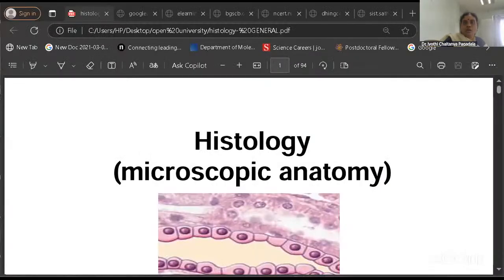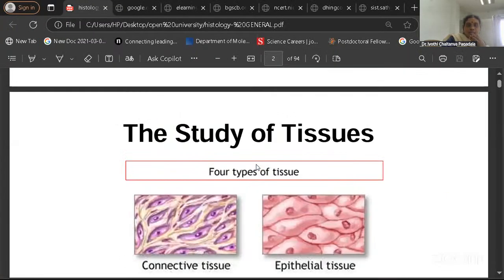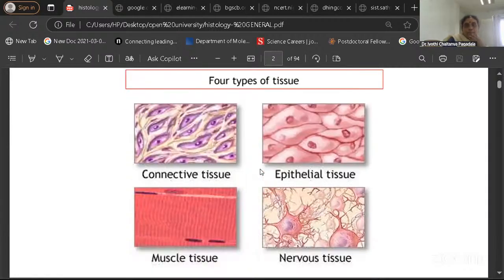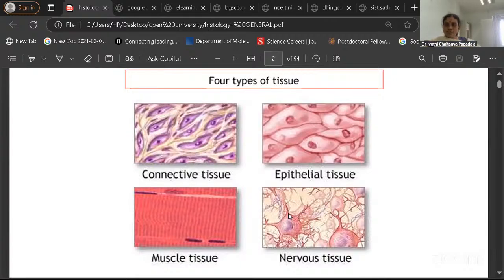Here you can see the anatomy of the tissues. When coming to the study of tissue, there are four types of tissues: connective tissue, epithelial tissue, muscle tissue, and nervous tissue. As we know, tissue means a group of cells.